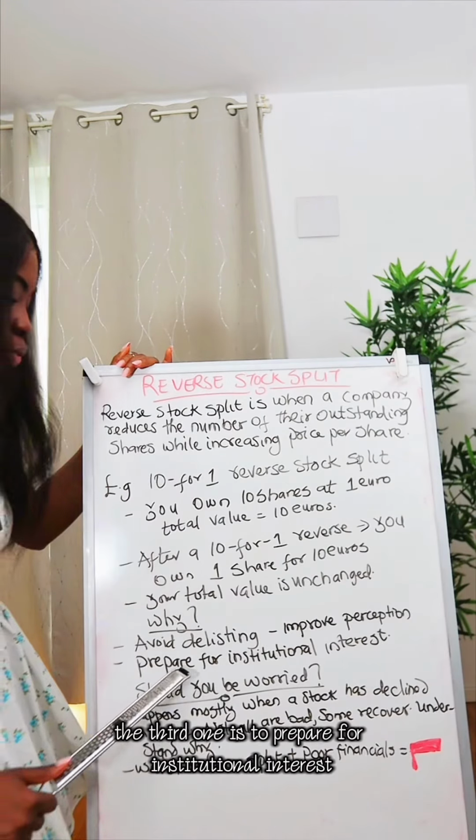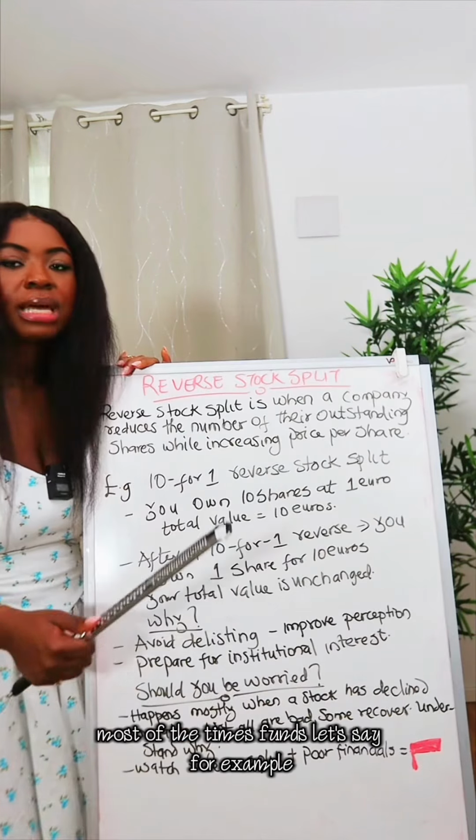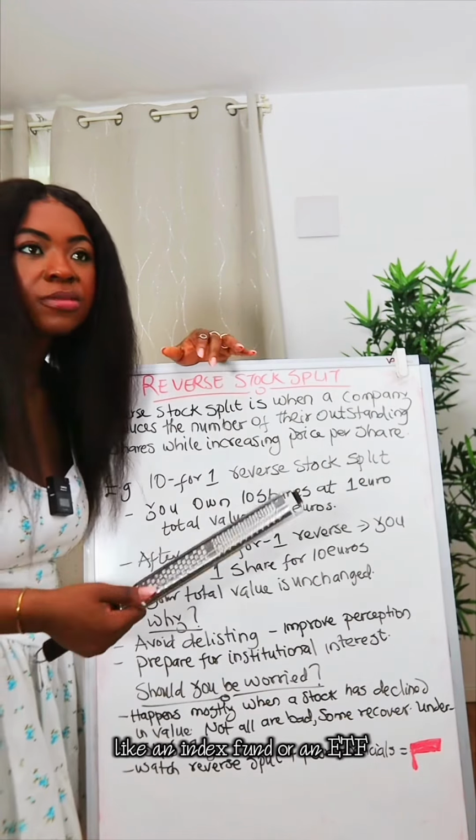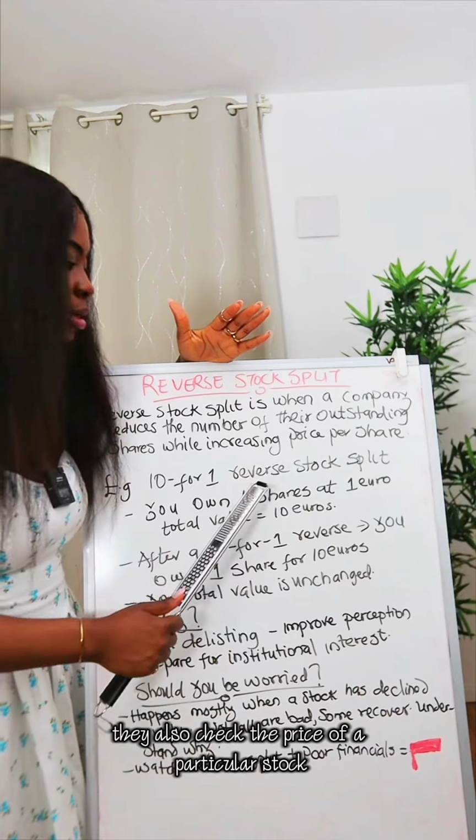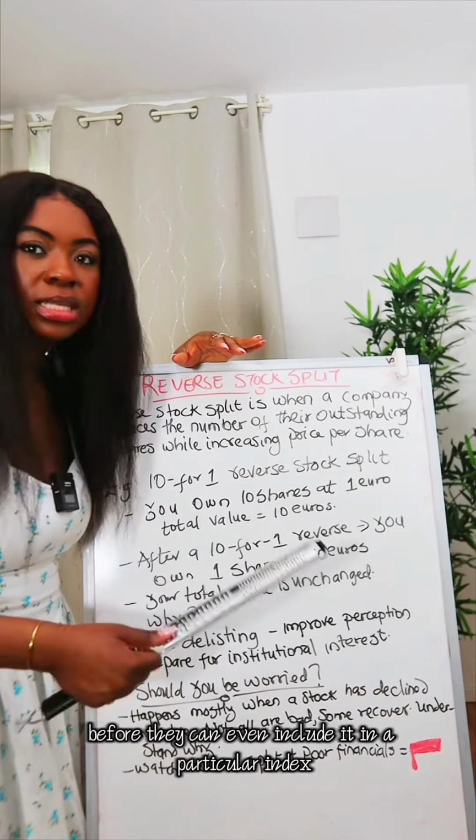The third one is to prepare for institutional interest. Most of the times, funds, let's say for example, like an index fund or an ETF, they also check the price of a particular stock before they can even include it in a particular index.